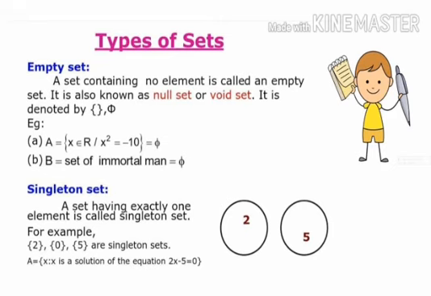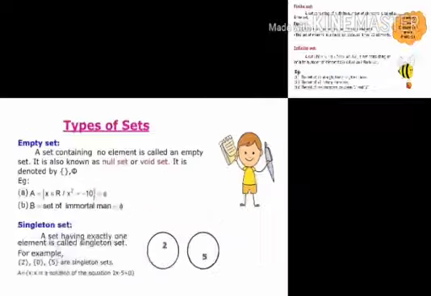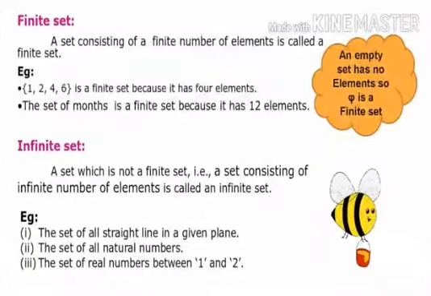So the next one, singleton set. The word itself clearly gives an understanding that a set having exactly one element is called a singleton set. In the pictorial representation you can see in the circle there is an element 2 and another element 5 in each set. The next one we can see about finite set and infinite set.